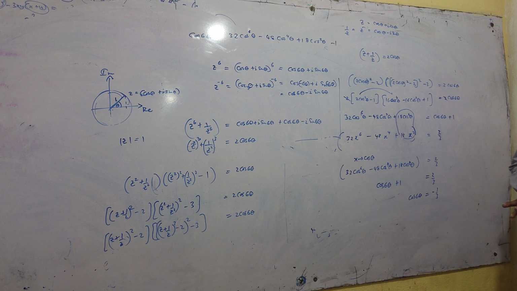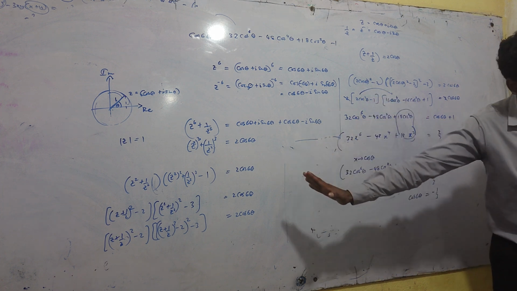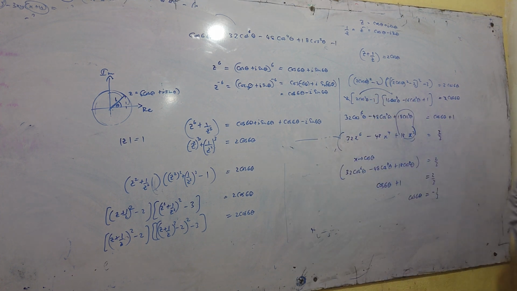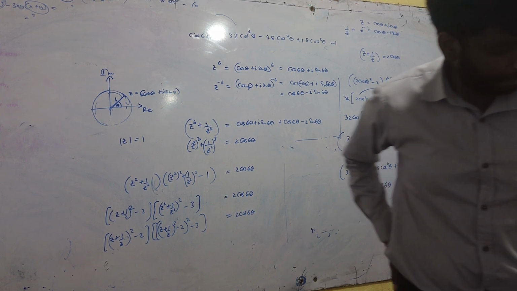So we can take it out as a factor, right? When you take out 3 over 2 from this part, these coefficients are reduced to what? 32, minus 48. This one. In the right way. You have it right?